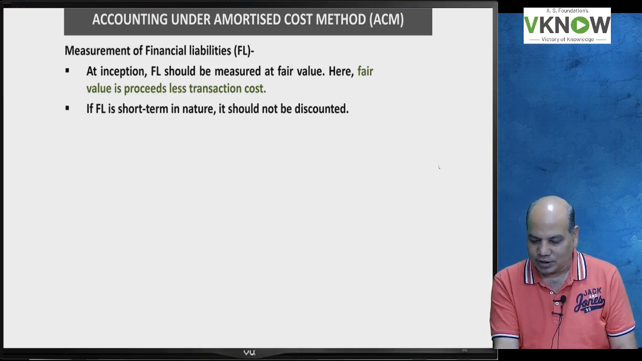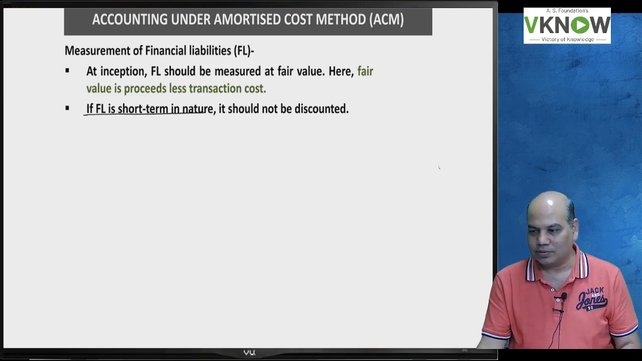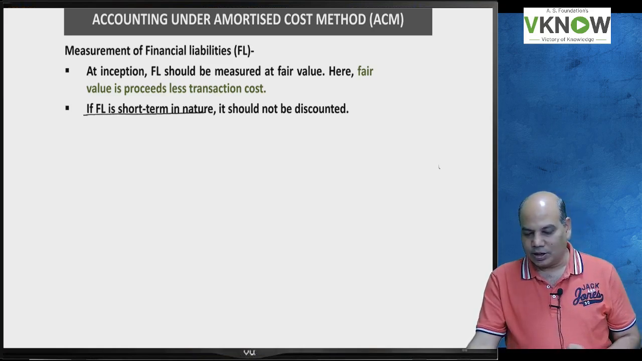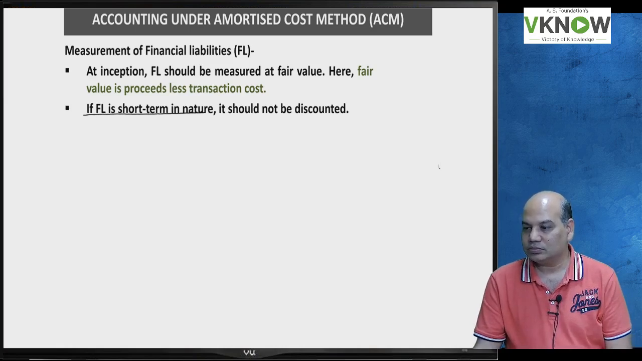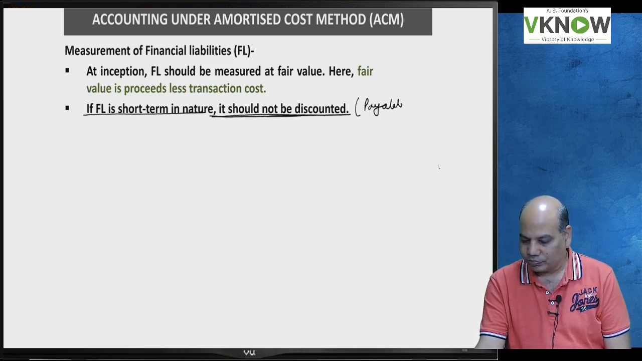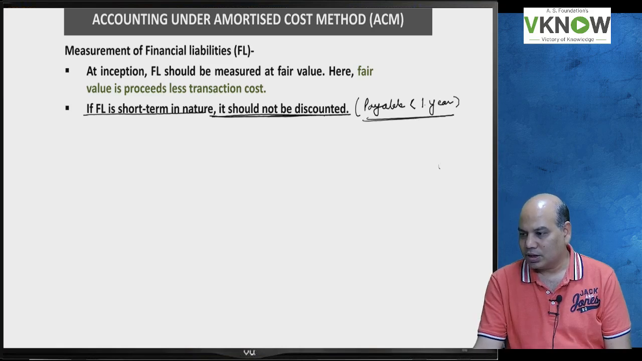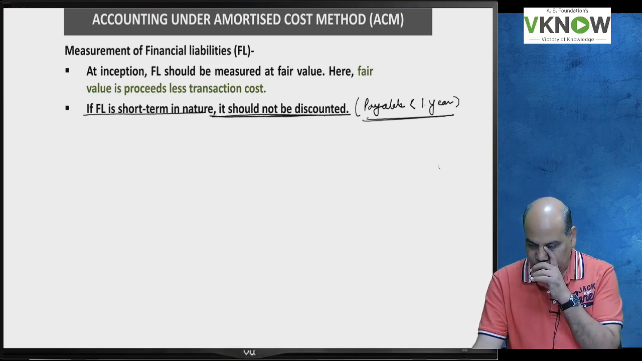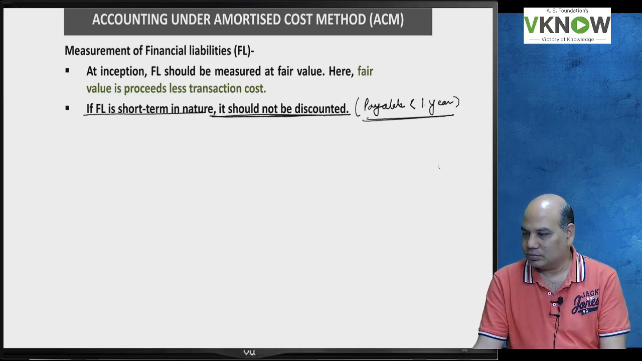But there are some basic exceptions. For example, if the liability is short term in nature, then we do not use discounting. It should not be discounted. If something is payable within 12 months, in less than 1 year, then for simplification, you do not discount such liabilities. Is it right? We don't discount them.